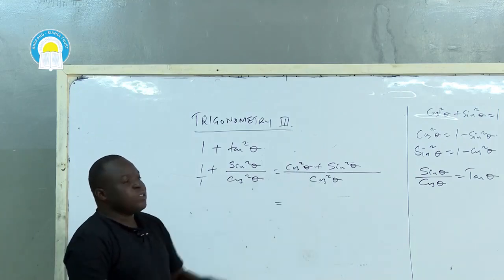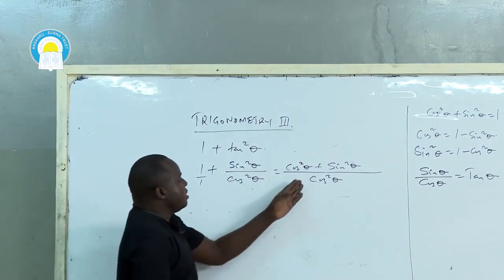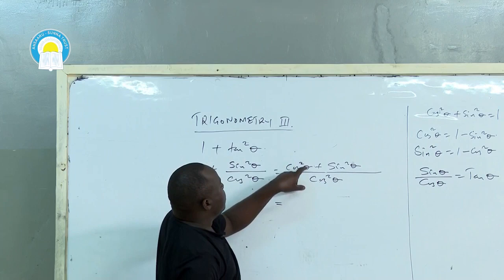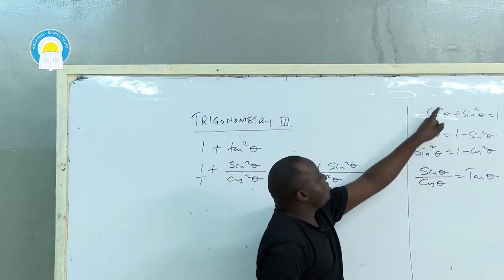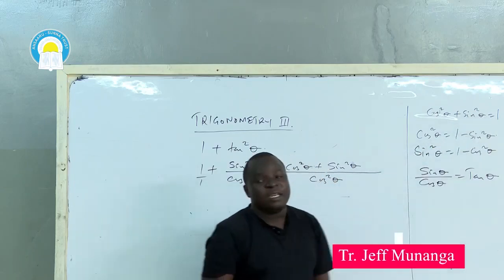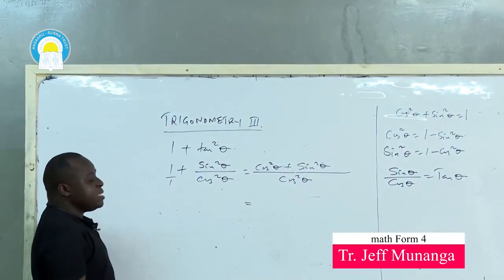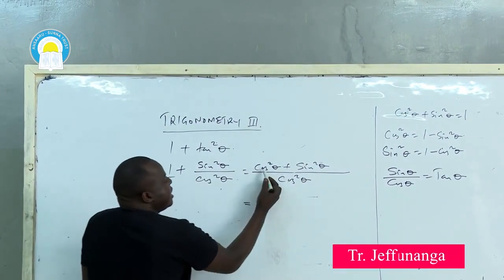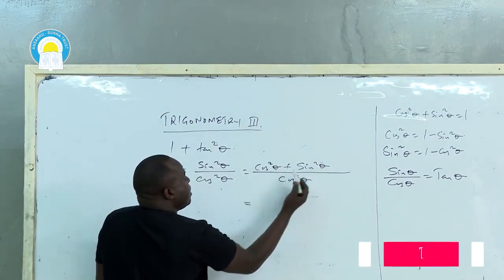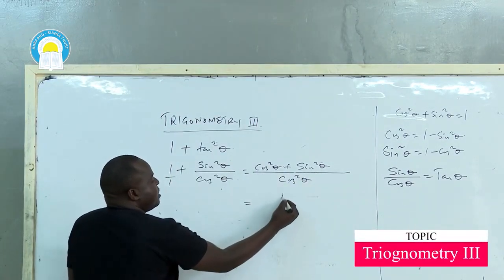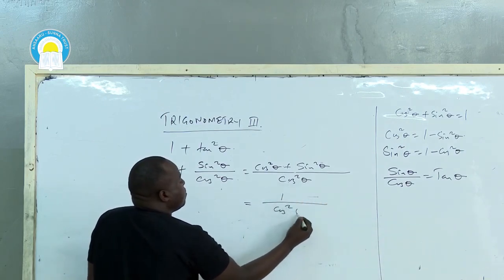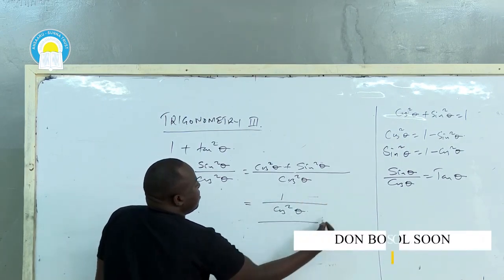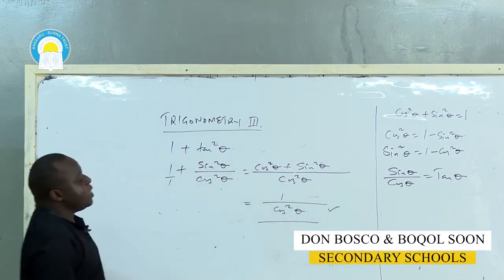Okay, look at this question carefully. You notice that there is a cos squared theta plus sine squared theta. But what did we say? We said cos squared theta plus sine squared theta equals 1. So that said, it means that instead of cos squared theta plus sine squared theta, I replace that by 1, then over cos squared theta. And that's my final answer in that case.